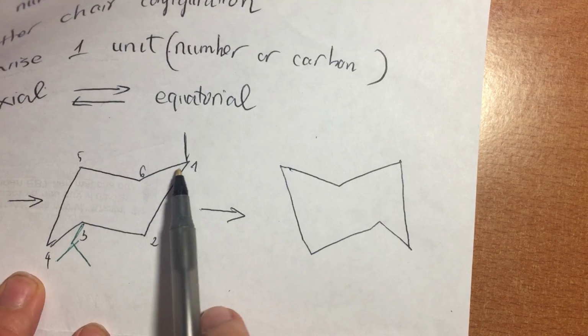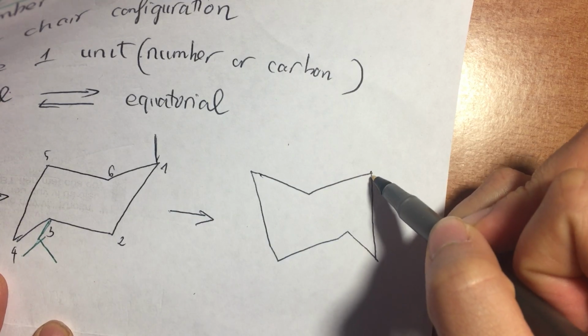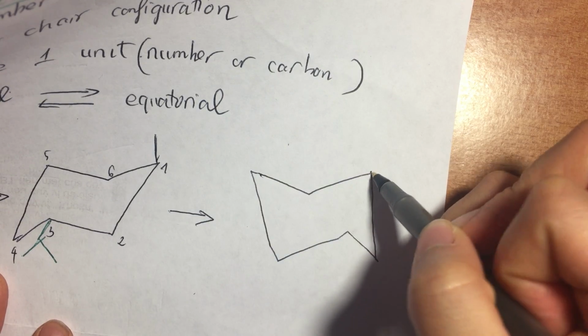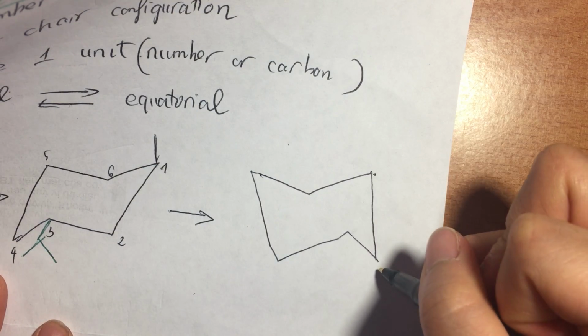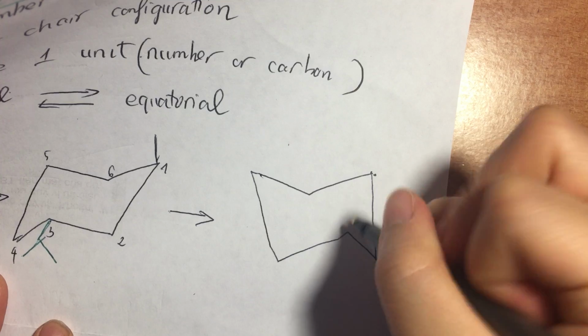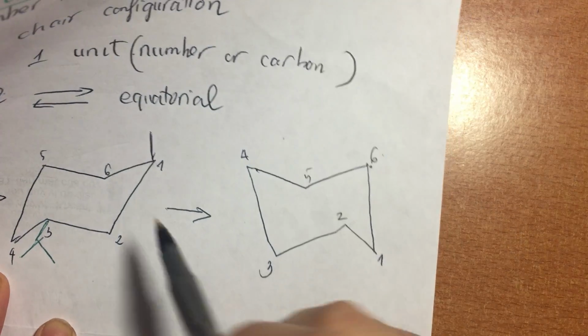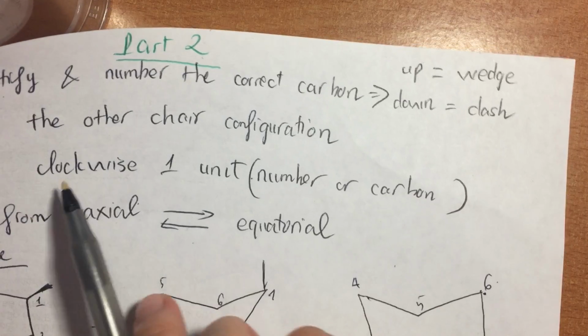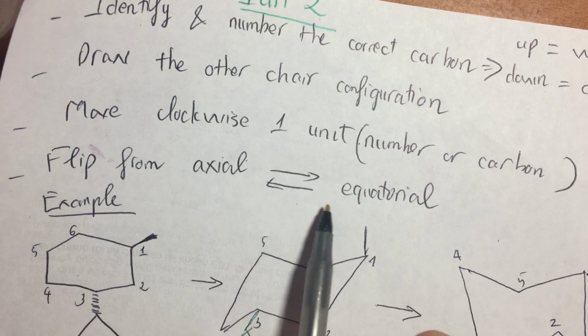So I move 1 unit, which just means that my number 1 is usually here. If I look at it, maybe it can be here, usually it should be here. But now I move 1 unit clockwise, so now my number 1 is here. 1, 2, 3, 4, 5, and 6. And when I move clockwise 1 unit, I want to flip from axial to equatorial.